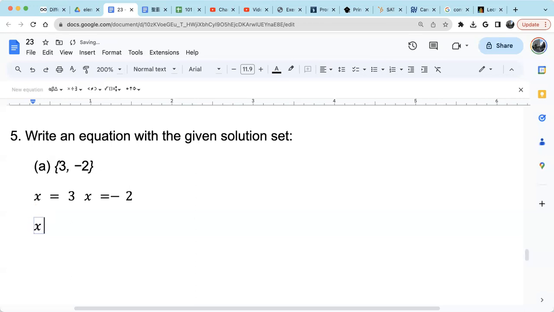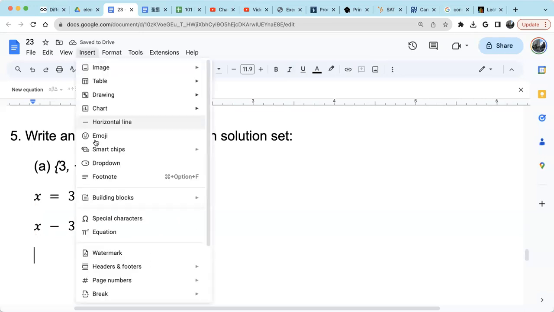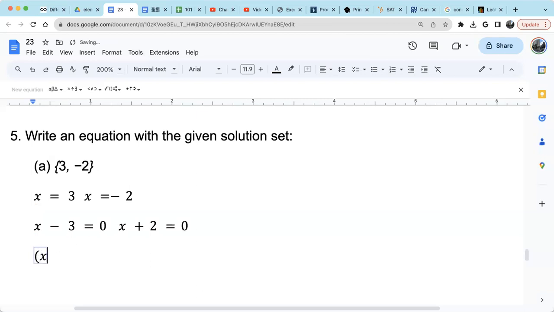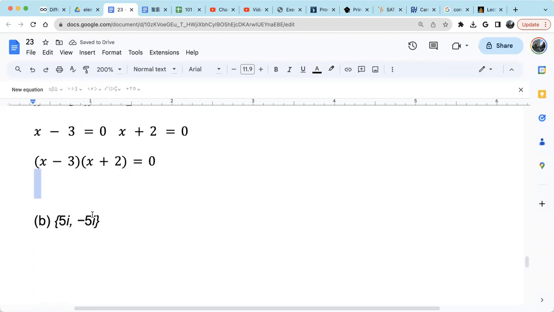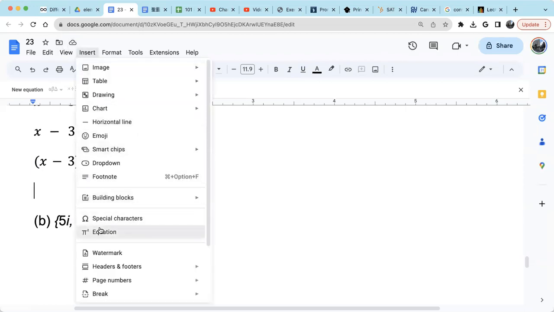We're basically doing it backwards. x minus 3 equals 0, and x plus 2 equals 0, since minus negative 2 becomes plus 2. Then 0 times 0 is 0, so I can multiply those two. x minus 3 is 0, x plus 2 is 0, so their product is still 0. Then I FOIL it.